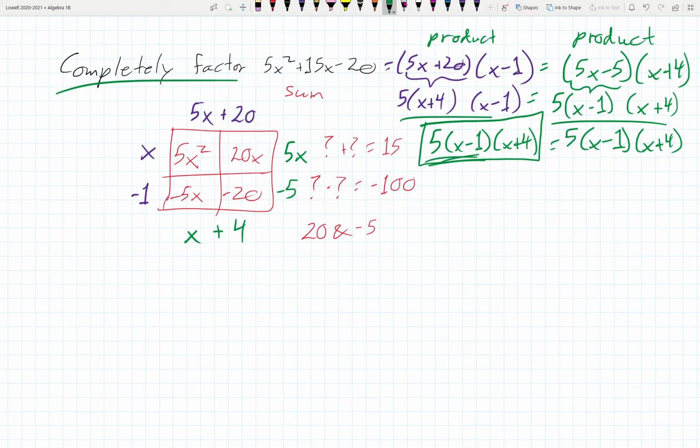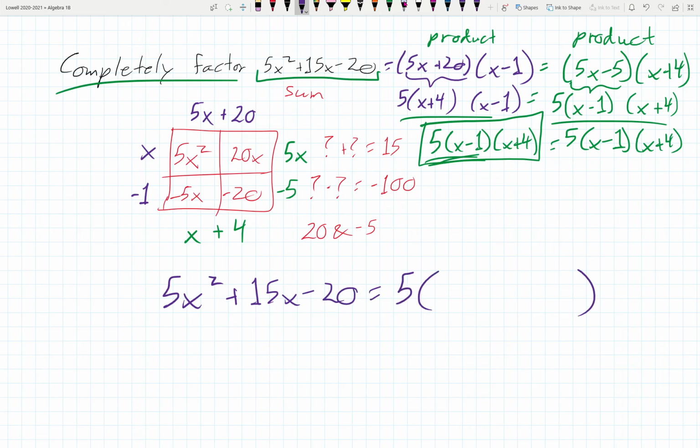We could have done this from the very beginning, because we notice that in the starting sum, 5x squared, 15x, and 20 all have a common factor of 5. So from the very beginning, we could have written 5x squared plus 15x minus 20 equals 5 times whatever's left over. Remember, when you distribute it back, you should get back to what you started with. 5 times what gets me to x squared? That's x squared. 5 times what gets me to 15x? That's 3x. 5 times what gets me to negative 20? That's negative 4.